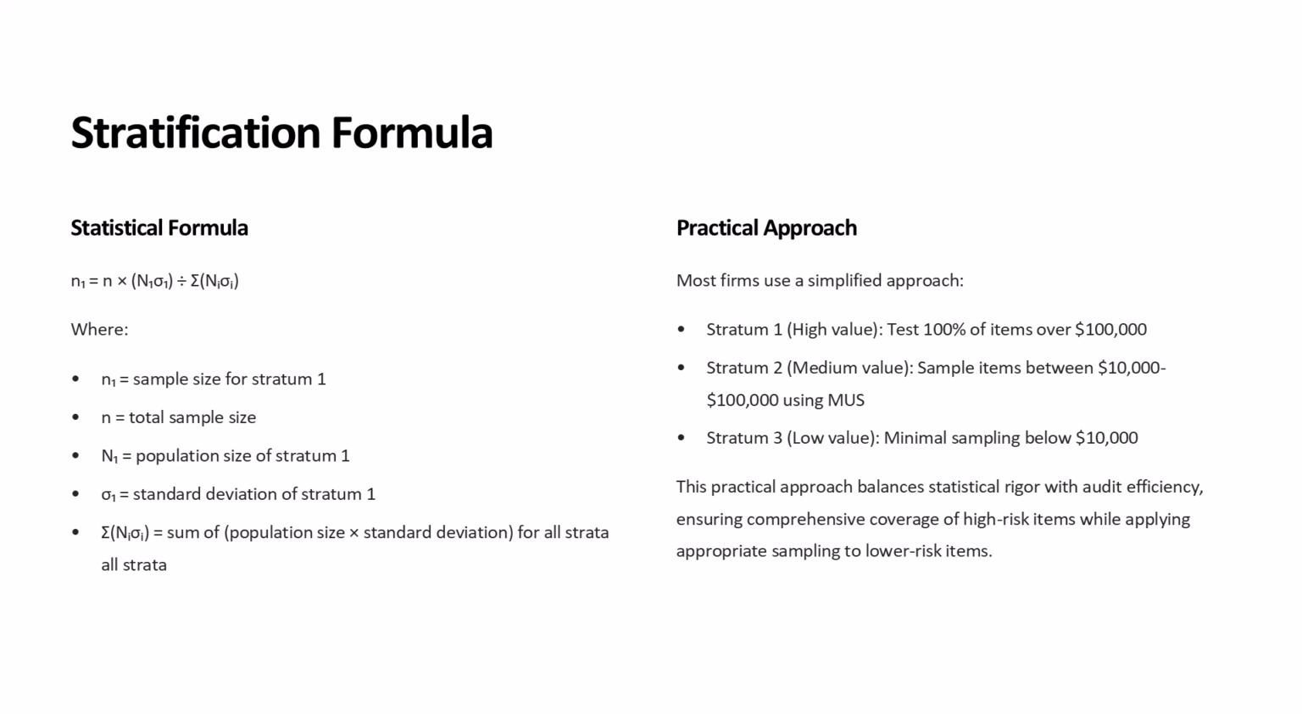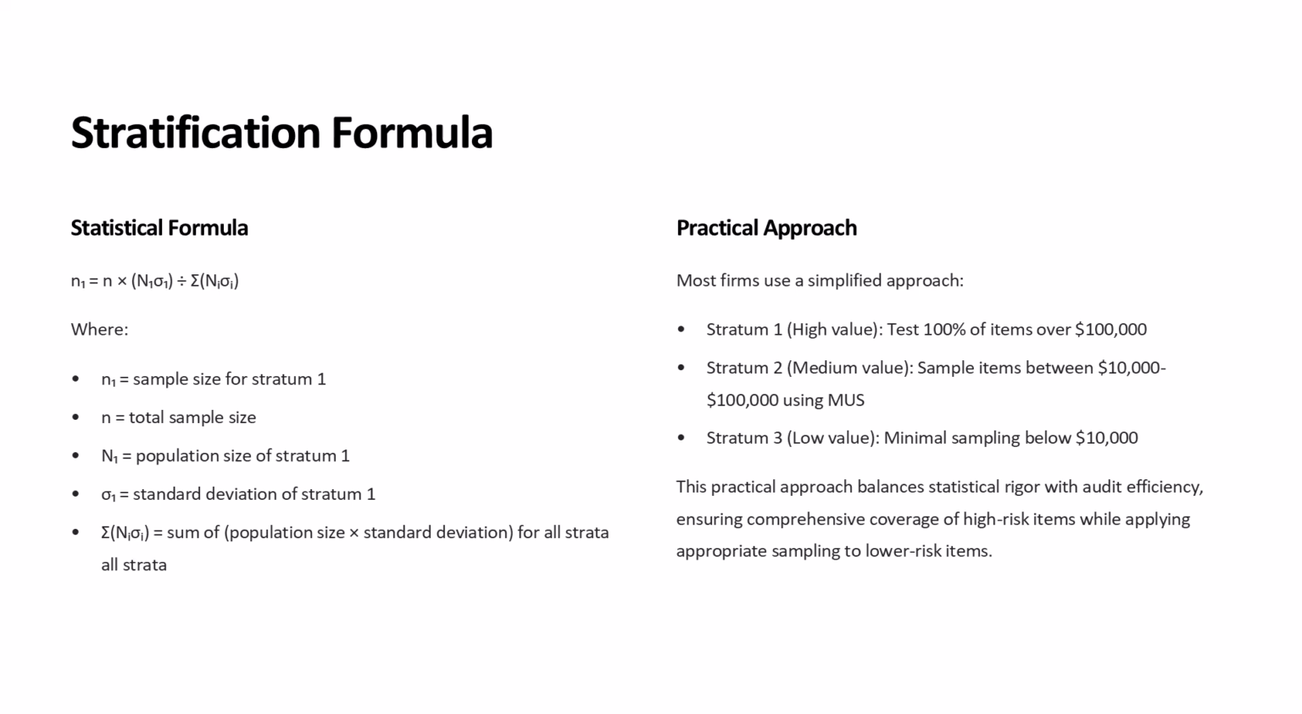This formula looks intimidating, but it's actually applying a simple principle. Allocate more samples to strata with higher variability and larger size. The product of population size and standard deviation, Ni·σi, represents the relative importance of each stratum in terms of both size and variability. Here's the simplified approach that most firms use in practice.